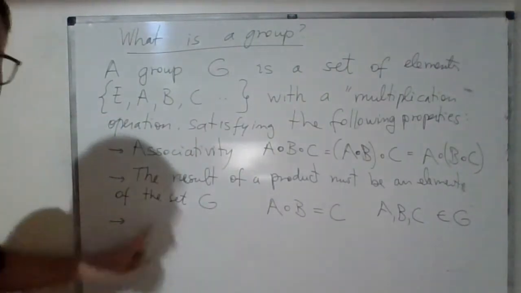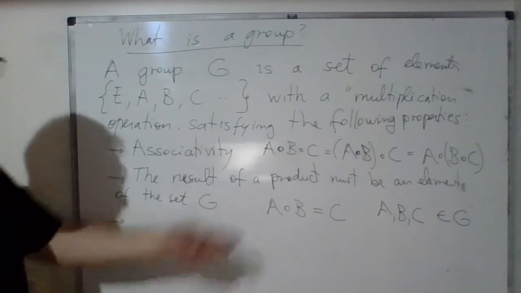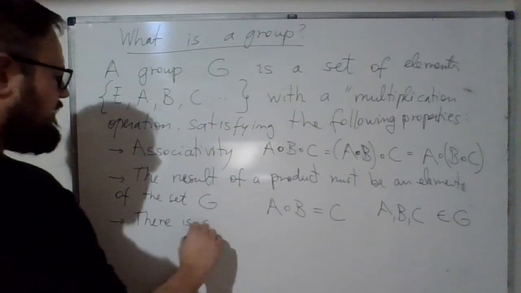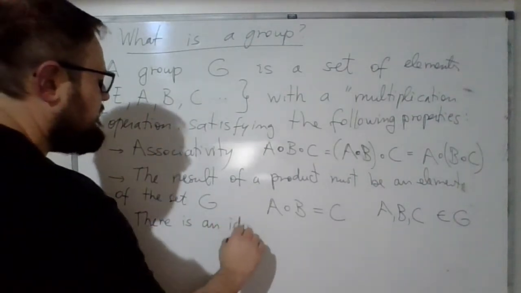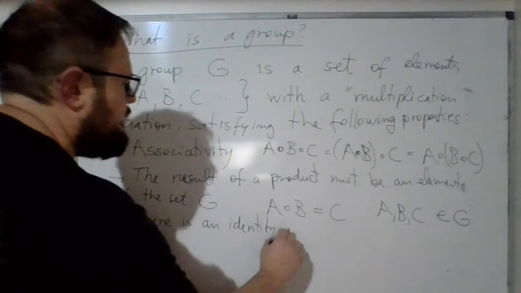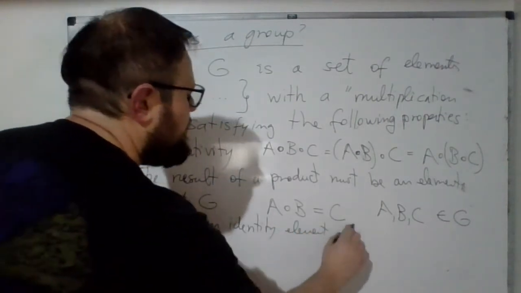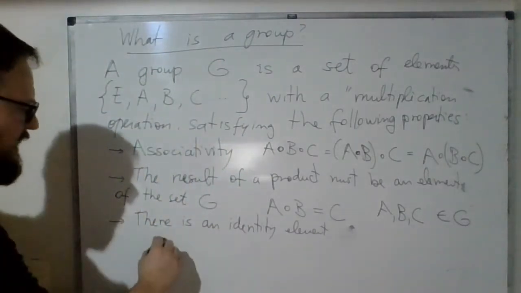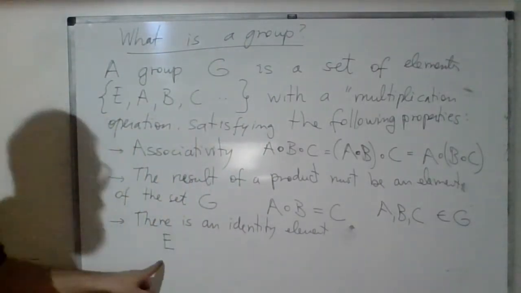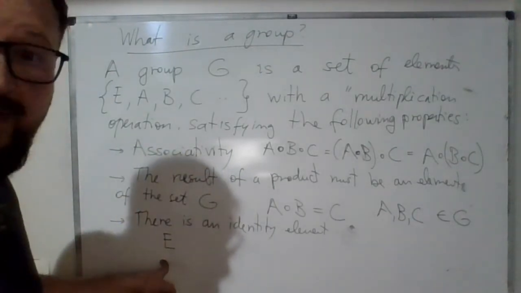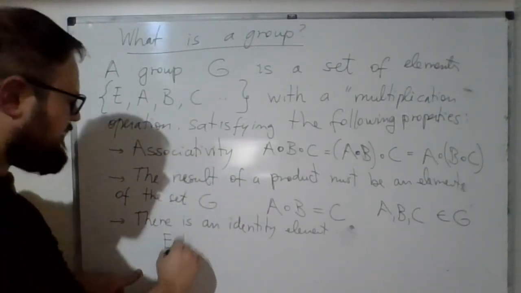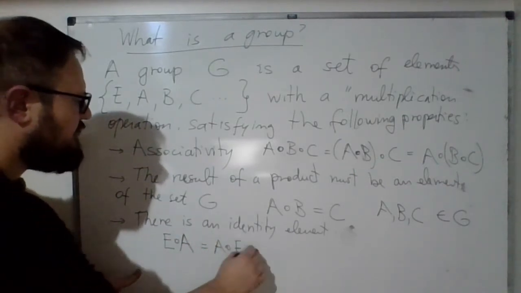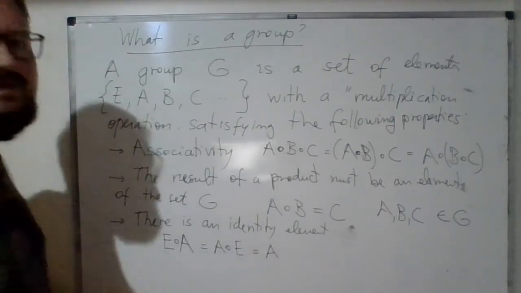For a group, you always need to have an identity. There is an identity element, usually called E in group theory, such that E times any other element A is equal to A times E, which is equal to that element. All right.